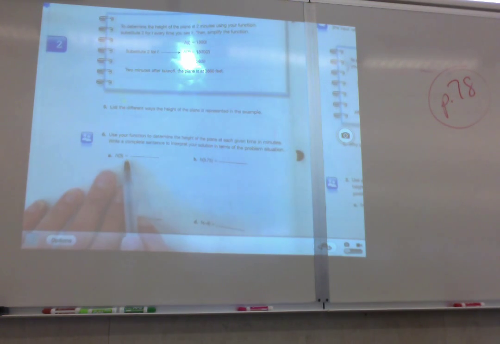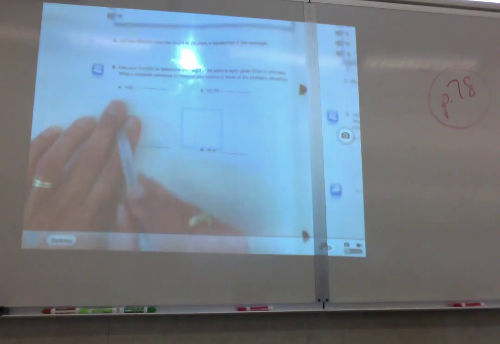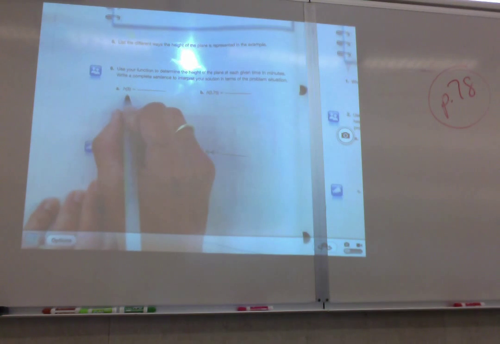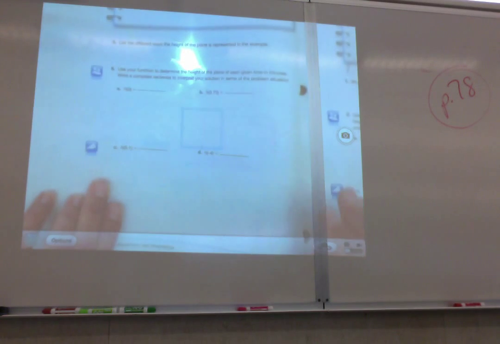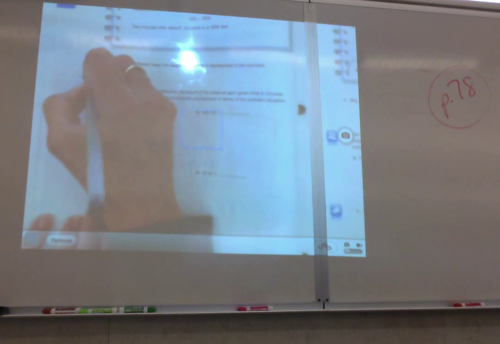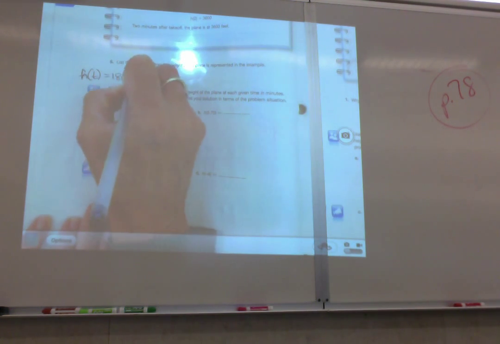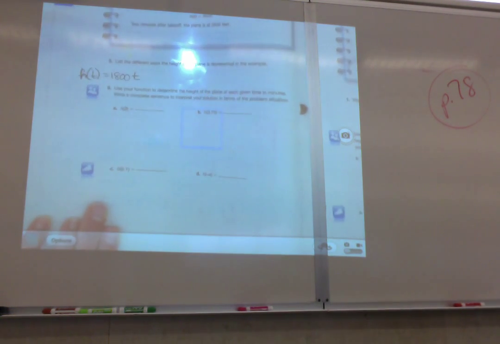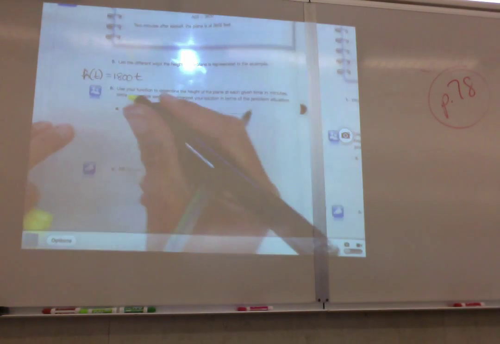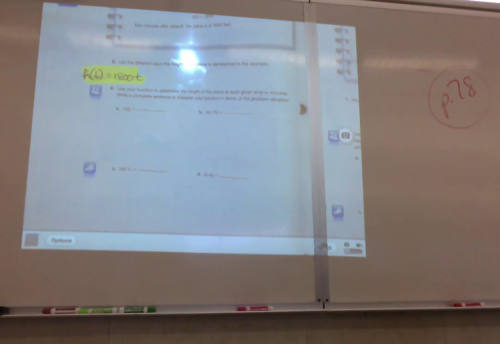I'm going to fast forward on down to number 6. Using function notation in this situation, one thing to remember, and maybe I'm going to write it up here. Height as a function of time equals 1800t. It's up there small at the top of the page, but I'm going to make it big. They're wanting us to find the height at different times.